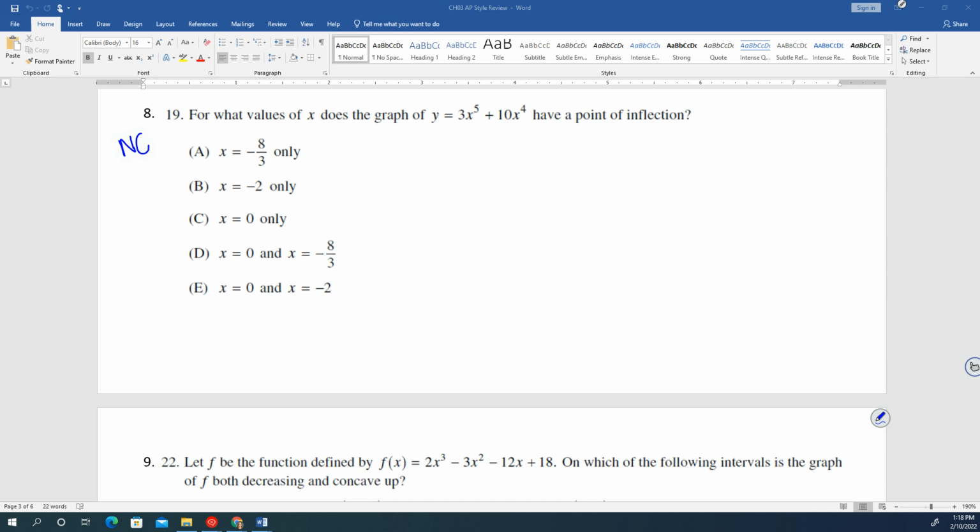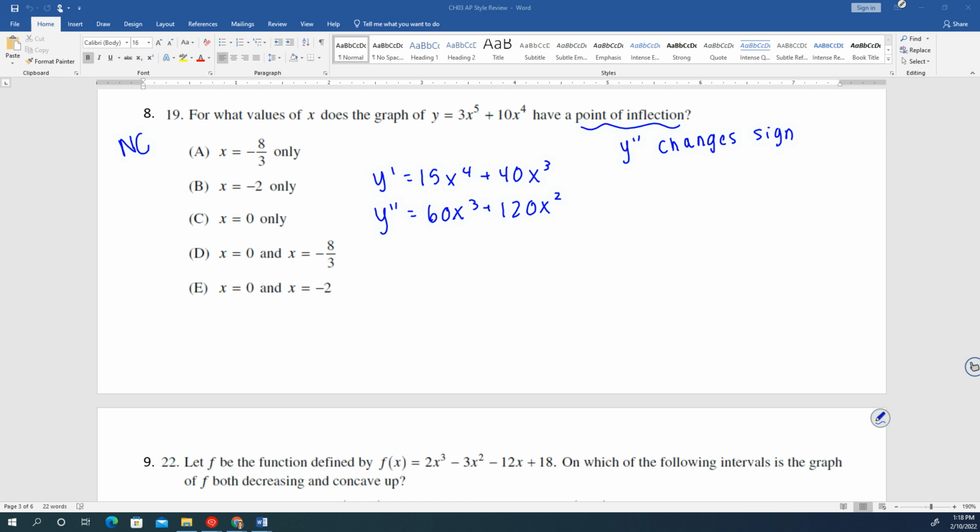And we're given a polynomial function, and they want to know where we have a point of inflection. So what do we have to find for point of inflection? The second derivative. You betcha. Second derivative changes sign. So nice, easy polynomial. First derivative, 15x to the 4th plus 40x cubed. Second derivative, 60x cubed plus 120x squared.